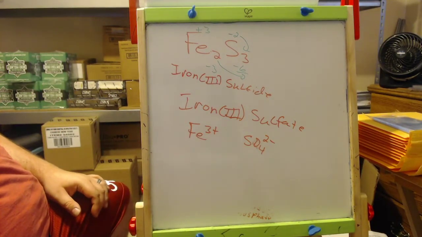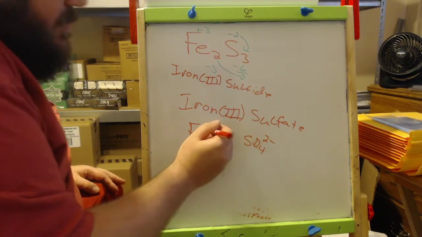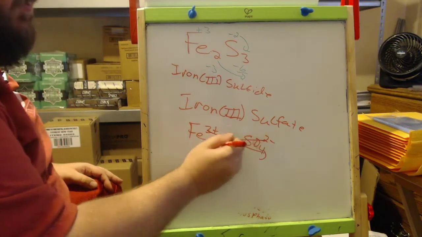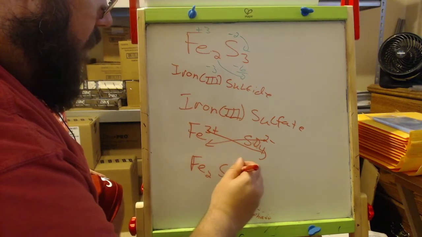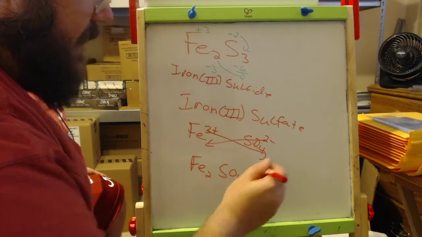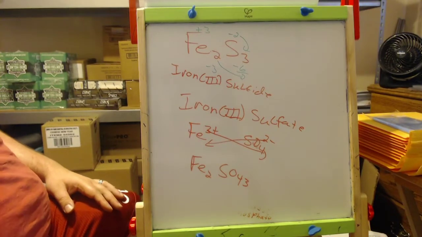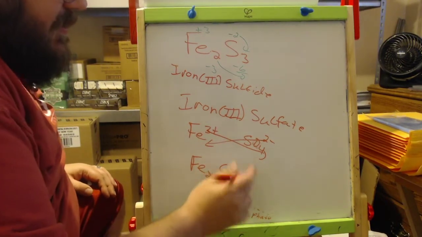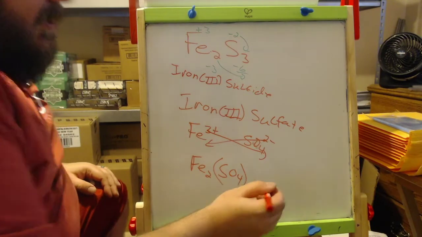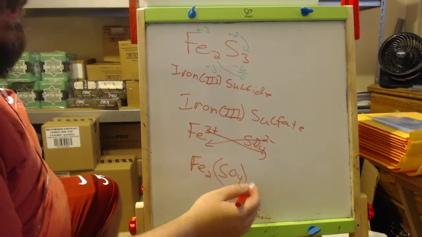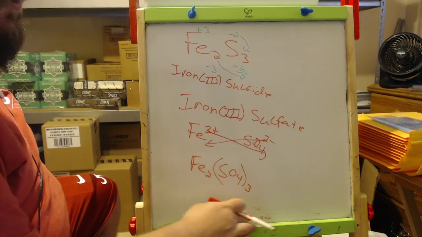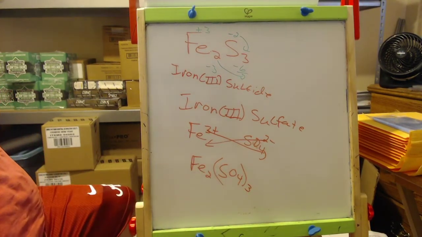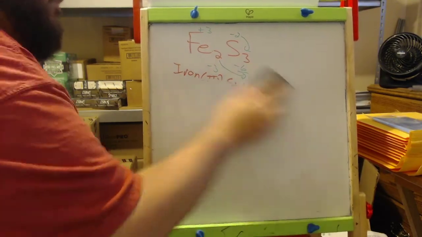We do our crisscross. A 3 would come down here, a 2 would go there. So this would be Fe2, SO4, and I need 3 of them. Well, you can't do that because that means there's 43 oxygens. That's not going to work. So we need to use parentheses and put the subscript outside. That means I have 3 sulfates, essentially 3 sulfurs and 12 oxygens bonded to the 2 irons.